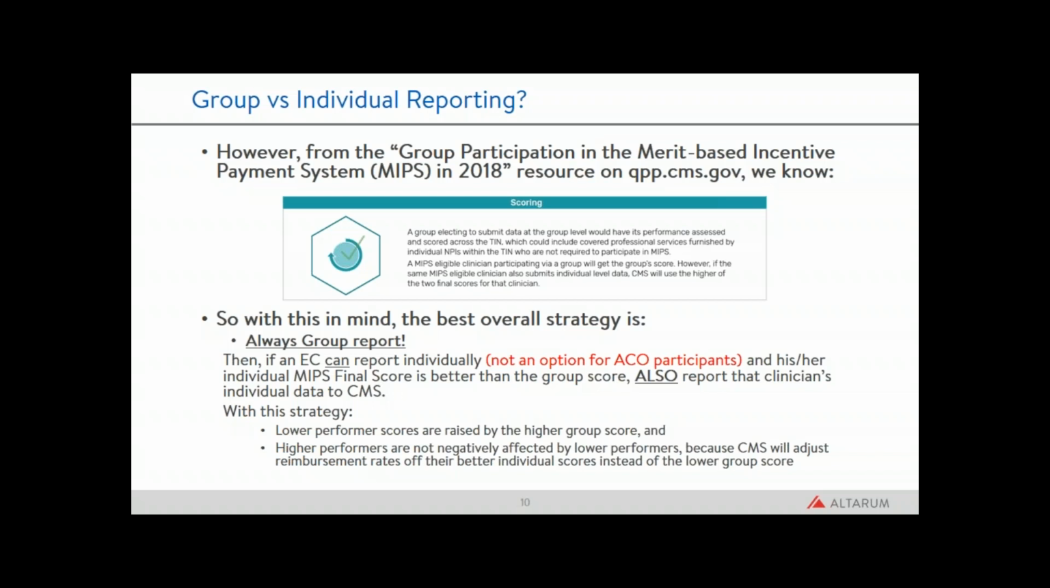So if those individual clinicians can report individually and their individual MIPS score is better than the group average, you want to also report that individual clinician's data to CMS. So with this strategy, those lower performer scores are raised by the higher group score, and then your higher performers are not negatively affected by the lower performers, because CMS is going to look at those two and say, well, the individual score is better here, so we're going to award that individual clinician with that higher score, even though the rest of their group is going to get that group score.